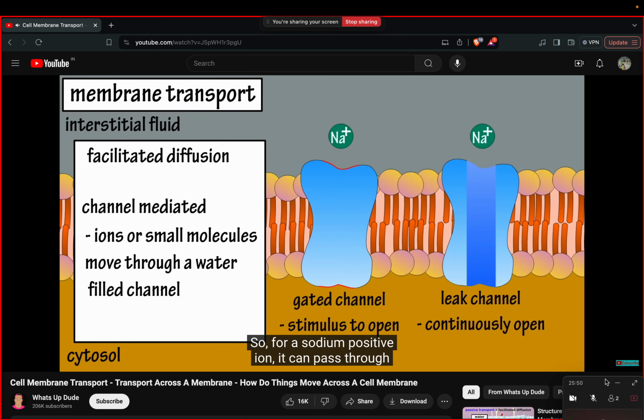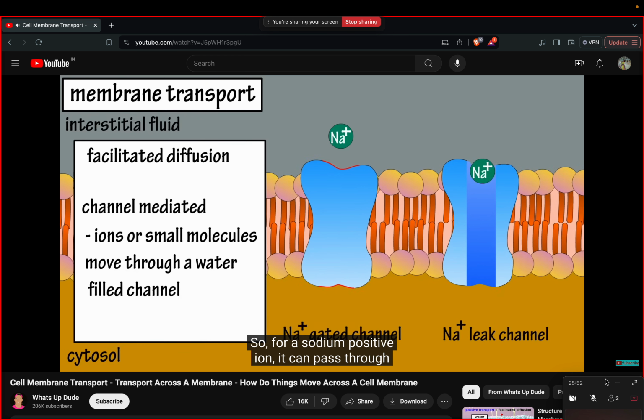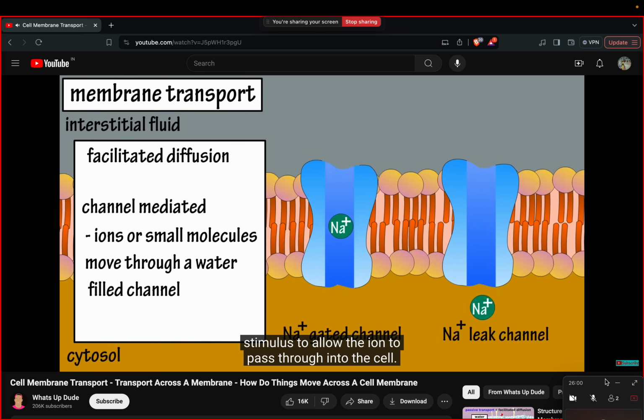So for a sodium positive ion, it can pass through a sodium positive leak channel continuously, and a gated sodium positive channel will only open due to a stimulus to allow the ion to pass through into the cell.